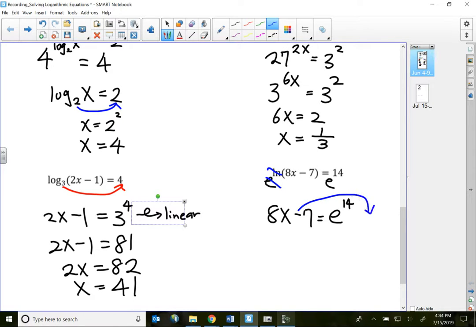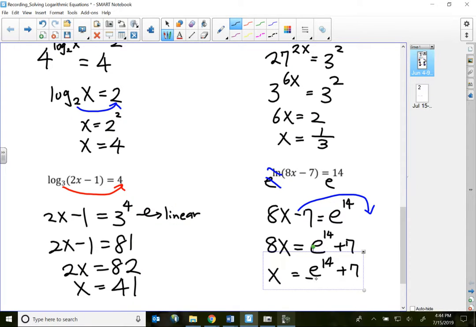So move the negative 7 over. So that gave me 8x equal to e to the 14 plus 7. Divide both sides by 8, or divide every term by 8. So my exact answer will be e to the 14 plus 7, both terms over 8.